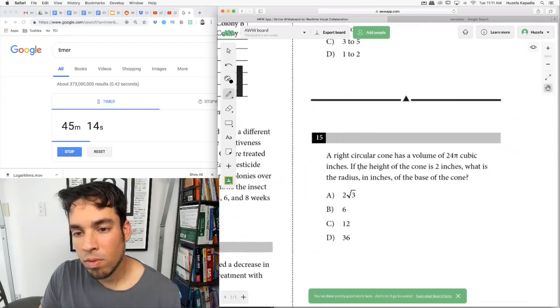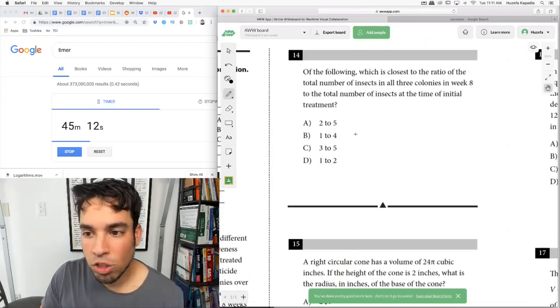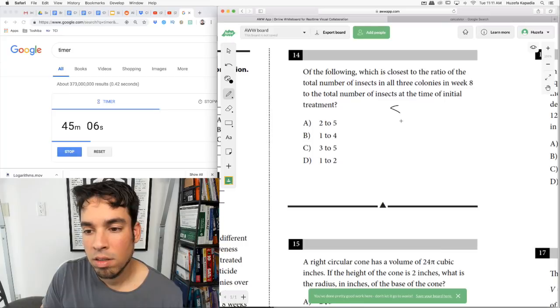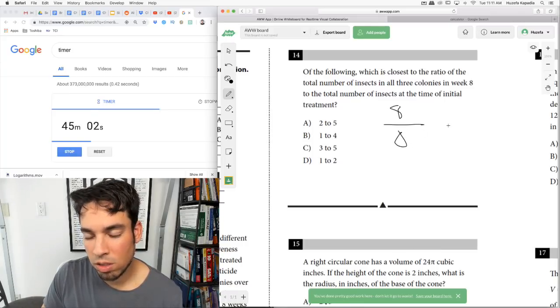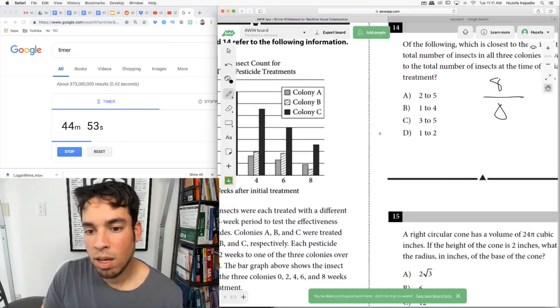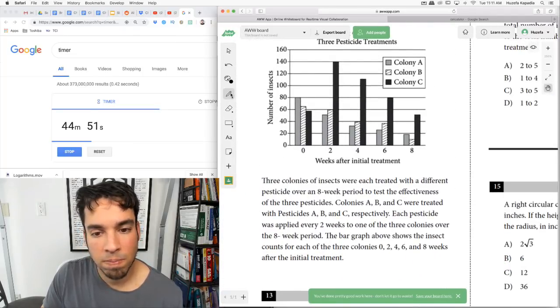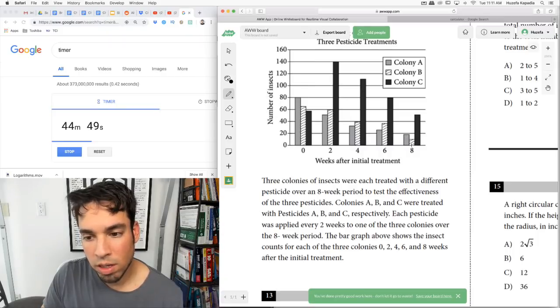Next, of the following, which is closest to the ratio of the total number of insects in all 3 colonies in week 8 to the total number of insects at the time of initial, so week 0. So I'm just marking that down. So, actually, let's say week 8 to week 0. And week 8 is, let's see. So total insects is 20, 30 maybe. And then this is another 50, so 80.